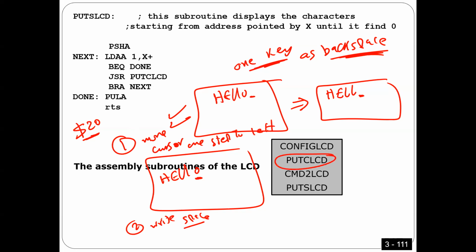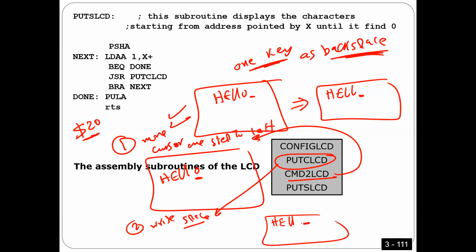Here you have to use put character LCD. Okay. Here you have to use a command for this one. I'm gonna do that. So after I do that, it's gonna be HELL, space, and the cursor is here. Done? No, then you have to use the command to go backwards. That's true. So I have to return it one step back. So number three, I'm gonna say move cursor one step to left, right? Yes. So that I can bring it here. So you have to write 3 instructions to make a backspace.